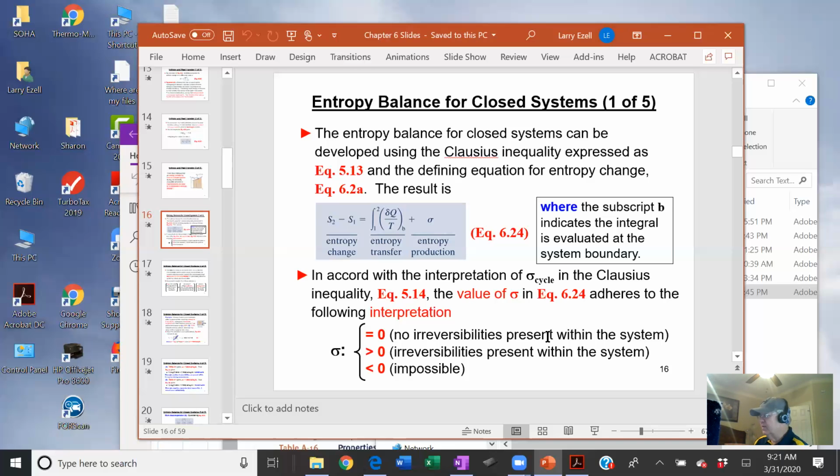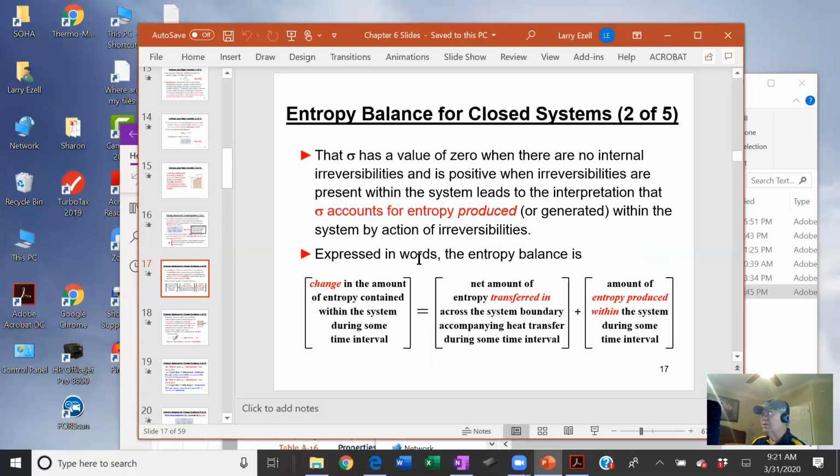If it's greater than 0, that's what happens in all the processes we have going on in the world today. They are irreversibilities. If alpha is less than 0, it's impossible. You've violated the second law of thermodynamics. You've created a perpetual motion machine, and you'll be wealthy as soon as you can get it on the market. That's a joke. No such thing exists.